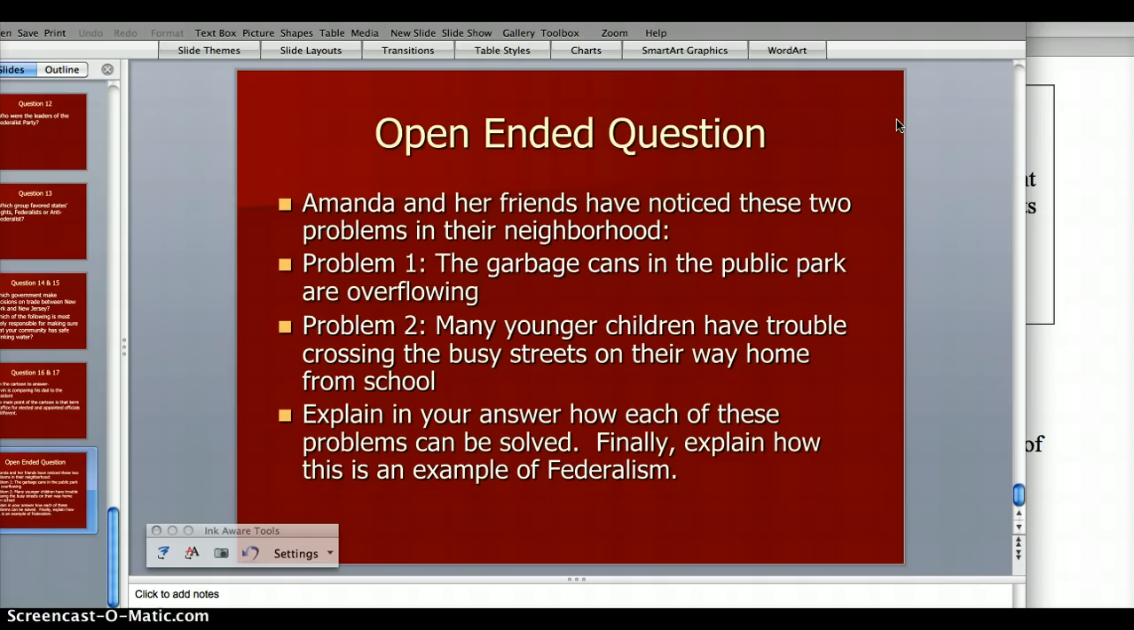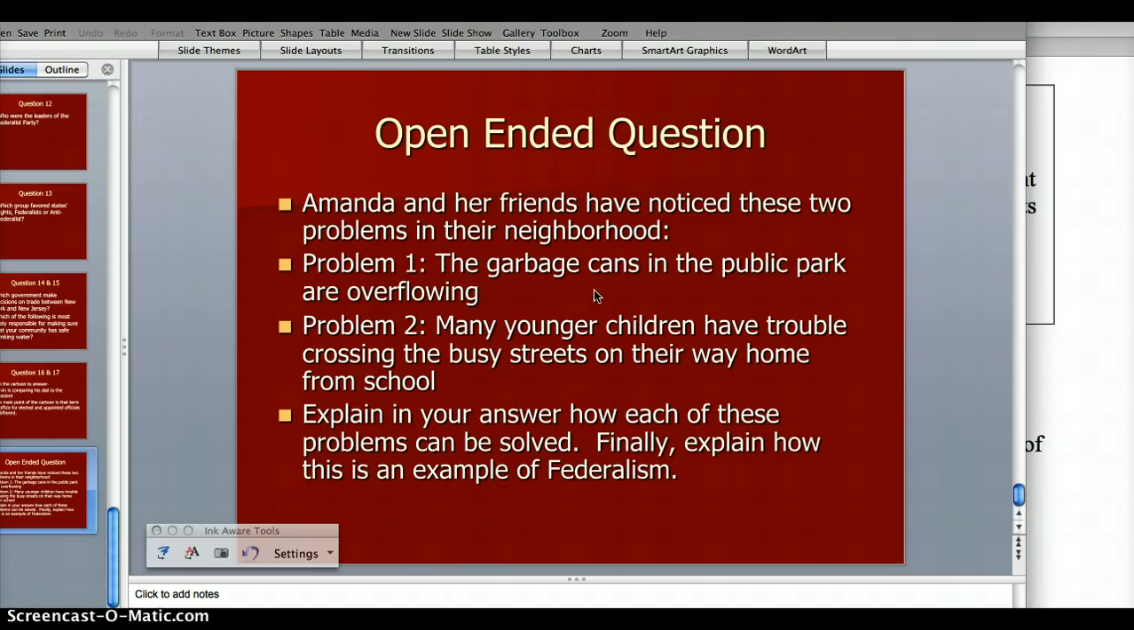This is the question exactly as it appears on your review sheet. It will be the exact same question on the test. To get full credit for this, you need to answer the whole question. So Amanda and her friends have noticed these two problems in their neighborhood. Problem 1, the garbage cans in the public park are overflowing. So you need to explain how Amanda and her friends could solve the problem of overflowing garbage cans in the public park. Problem 2, many younger children have trouble crossing the busy streets on their way home from school.